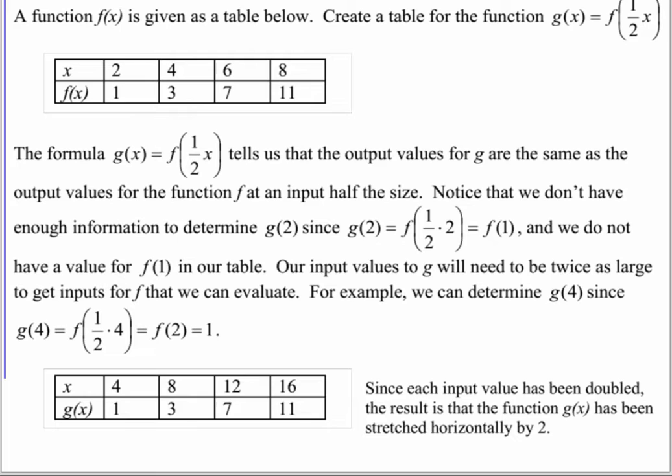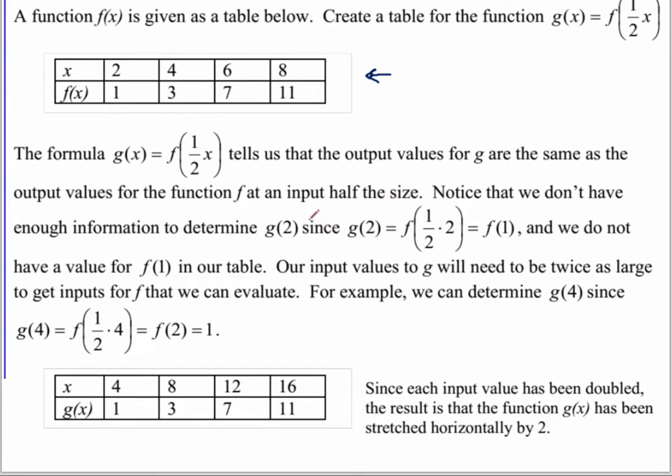All right. So let's talk a little bit about what is going on here, and then we'll go to an example in Desmos, okay? So this is a really good introductory example. This is right out of the book, okay? And it says create a table for the function g of x equals f of 1/2 x, where f of x is given by this. So this is our function f of x, okay? And they want us to create a table of f of 1/2 x. Okay, so the formula for g of x tells us that the output values of g are the same as the output values of the function f for an input half the size.